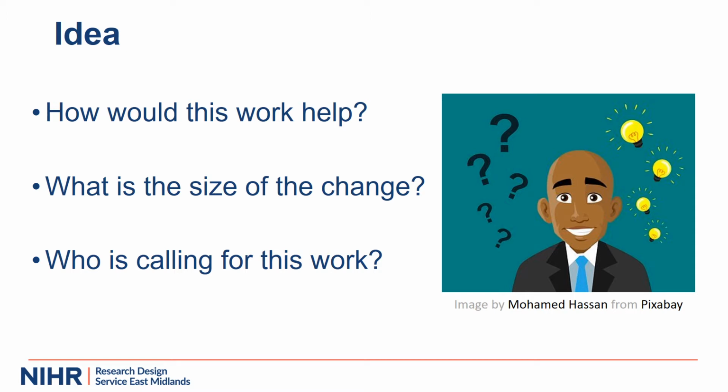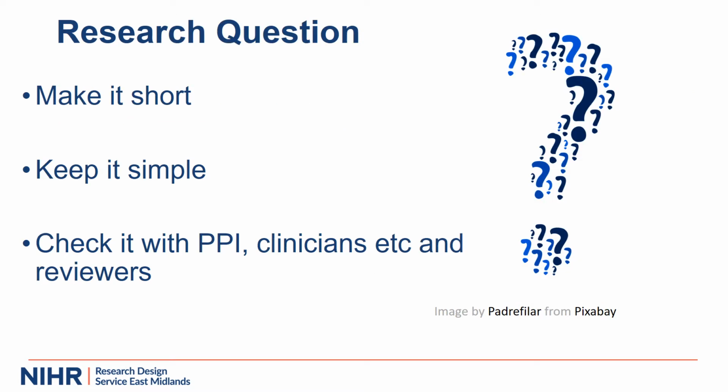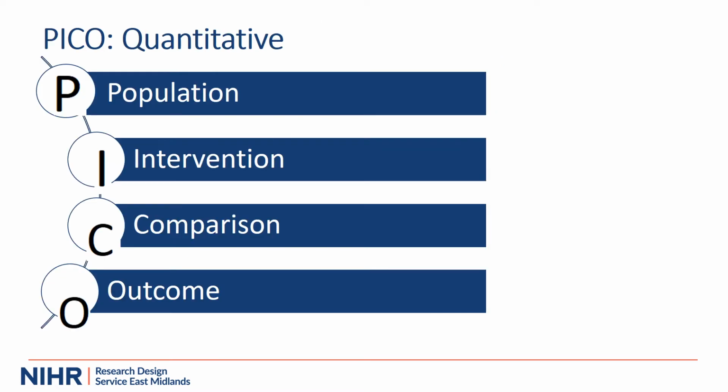And then it's important to think about who's calling for this work. Have a look at whether the James Lind Alliance is asking this research question already, or NICE asking for this research to be done, because that's a really good justification to funding bodies if the question's already being asked. I suggest that you keep your research questions short and simple, and then you get it checked by those that will be involved in the research, the members of the public or the patients that are going to be involved, the clinicians, and then get it reviewed by experts in the field.